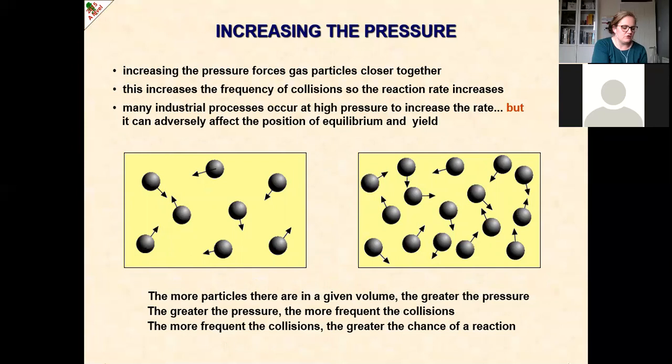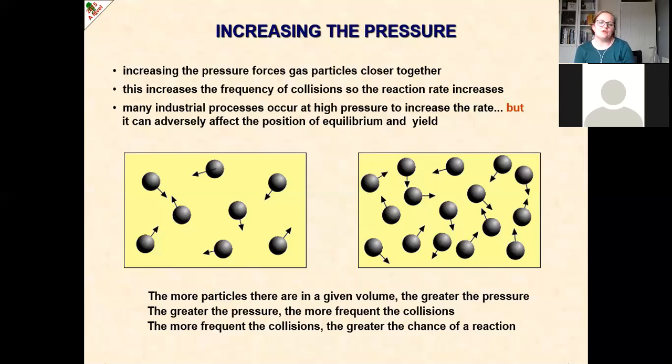The other thing we can do to increase the rate of reaction is increase pressure. Obviously, we're talking about gas particles in this situation. If we increase the pressure, this basically forces all of our gas particles closer together. The closer together they are, the more likely it is that a collision is going to take place. So the frequency of collisions is going to increase. Therefore, our rate of reaction is going to increase as well.